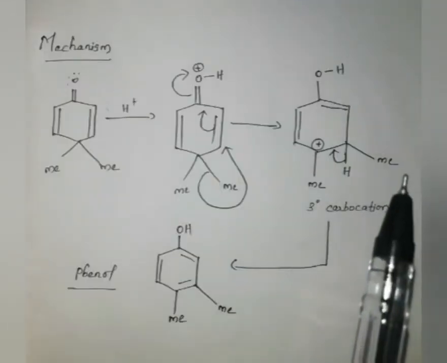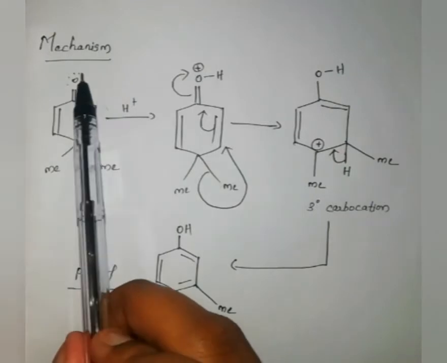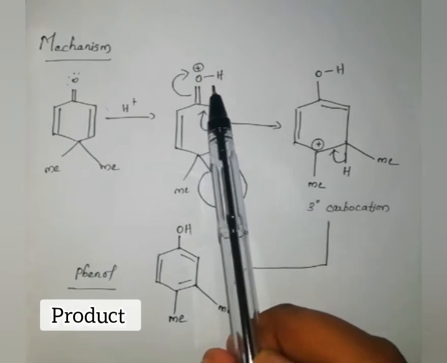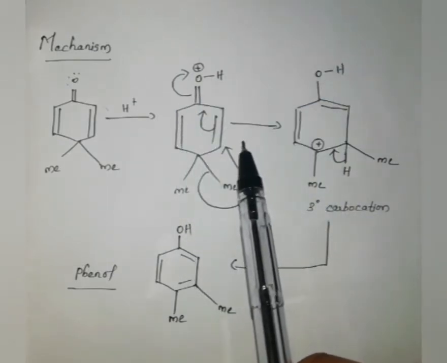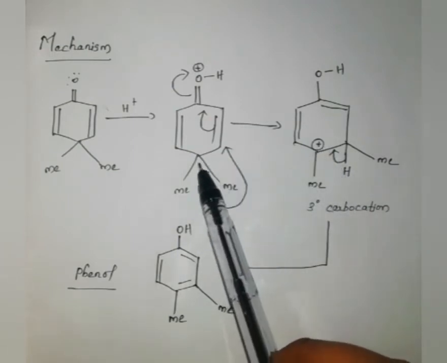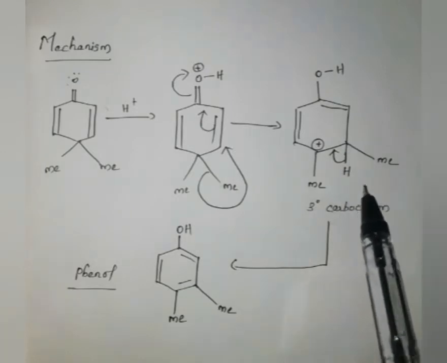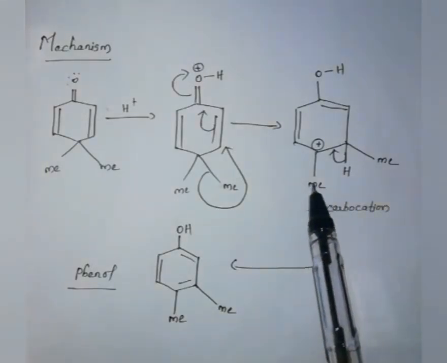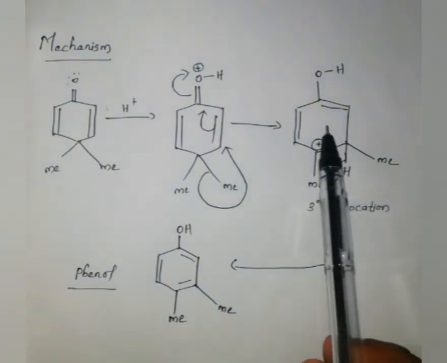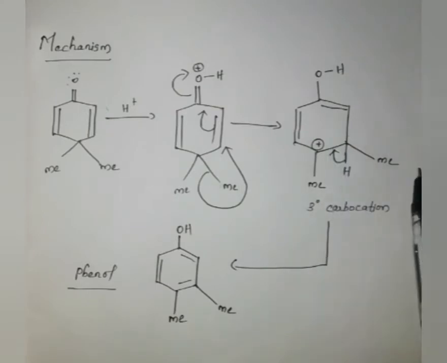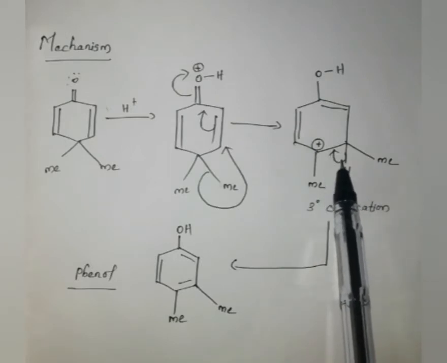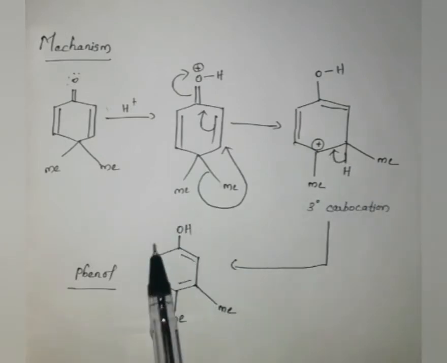So I hope you get the mechanism. That is, the first step is the protonation of this particular carbonyl oxygen, and this protonated carbonyl compound rearranges to a tertiary carbocation by the migration of one of the substituents from the fourth position. This tertiary carbocation rapidly eliminates one H plus from the structure and becomes aromatic. So in order to attain aromaticity, it rapidly eliminates this particular hydrogen. So the product is a phenol derivative.